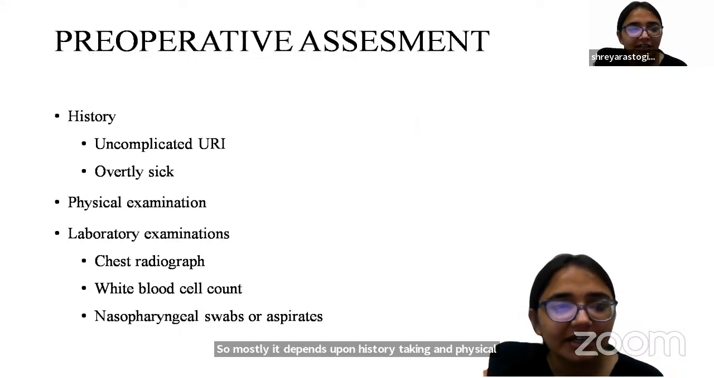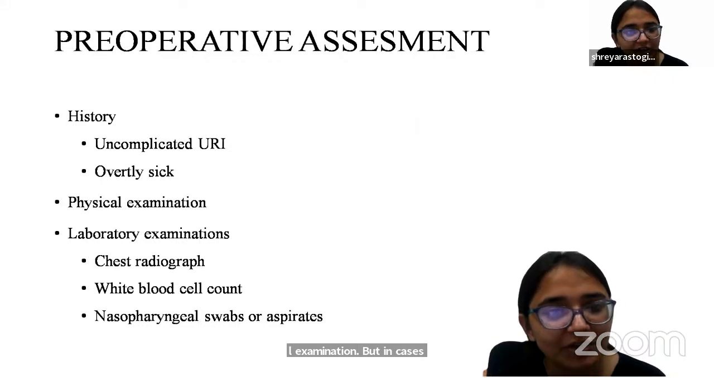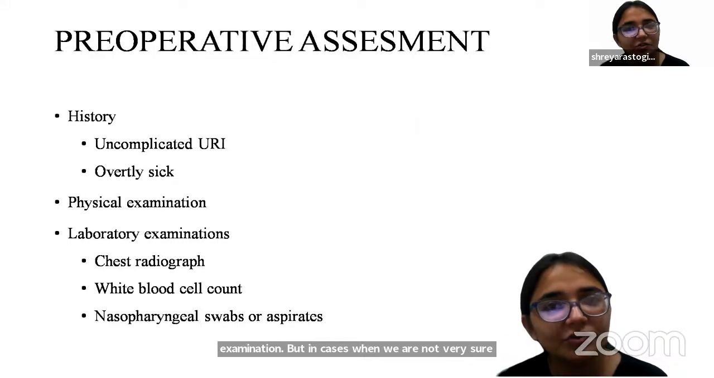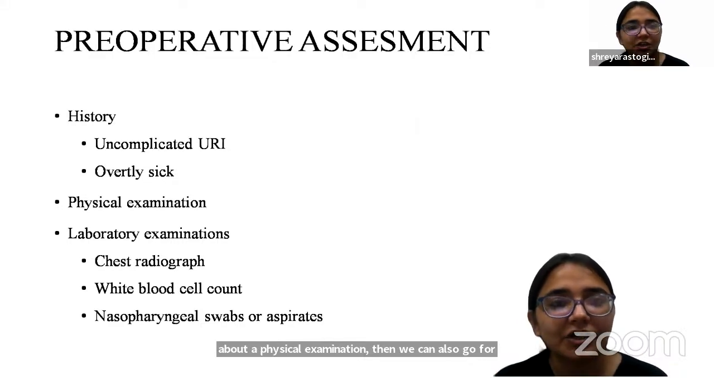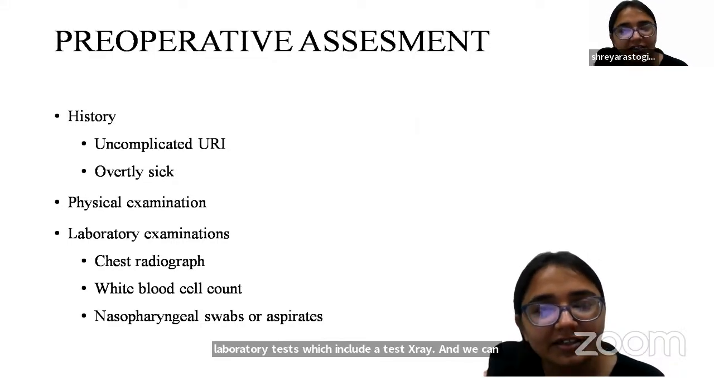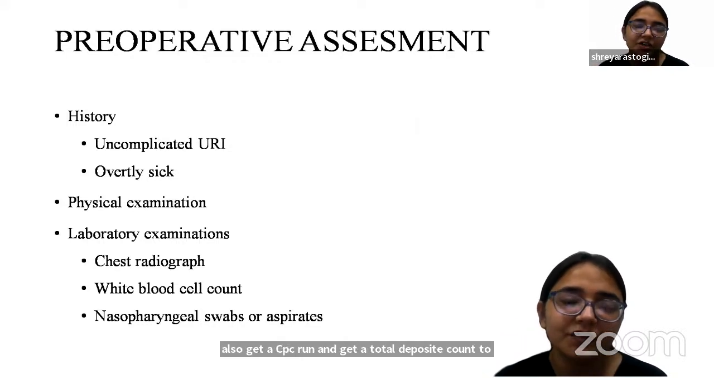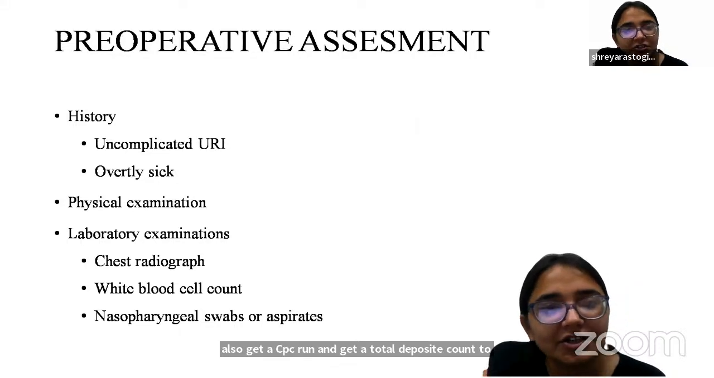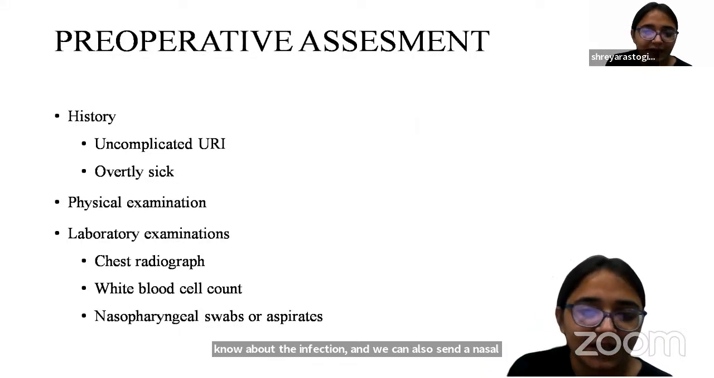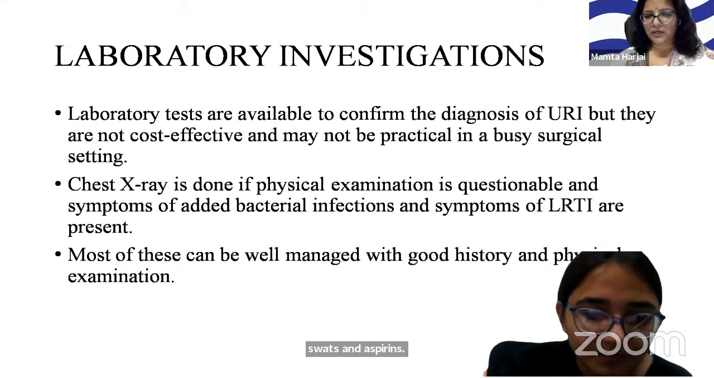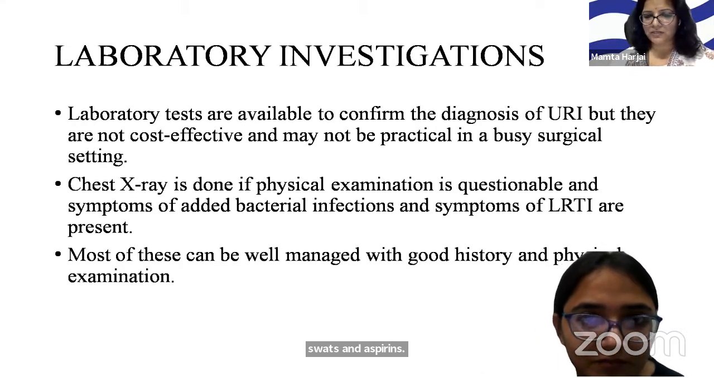But in cases when we are not very sure about a physical examination, then we can also go for laboratory tests, which include a chest X-ray. And we can also get a CBC run and get a total leukocyte count to know about the infection. And we can also send nasopharyngeal swabs and aspirates. We can recognize the uncomplicated or complicated URTI in the preoperative assessment only.